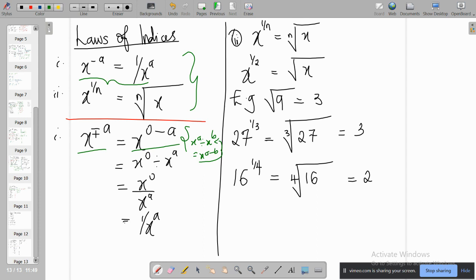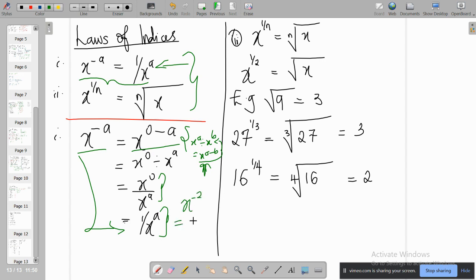Since x raised to the power minus a means x raised to the power 0 minus a, we can have x to the power 0 minus a as x to the power 0 divided by x raised to the power a, going from what you have learned. Another way of writing this is using long division. We already know that x raised to the power 0 is 1, and x raised to the power a is x raised to the power a, and that is what we have here. So you can see that this leads to what we have here, asserting the fact that this statement is actually true.